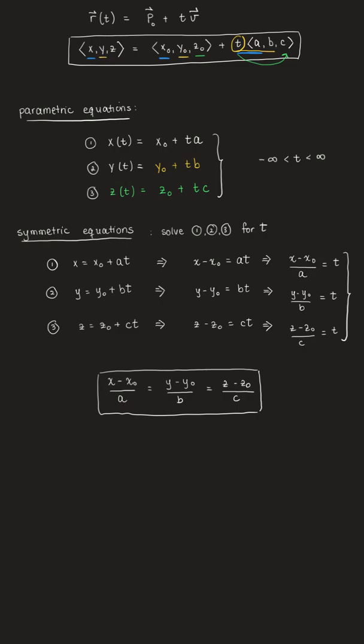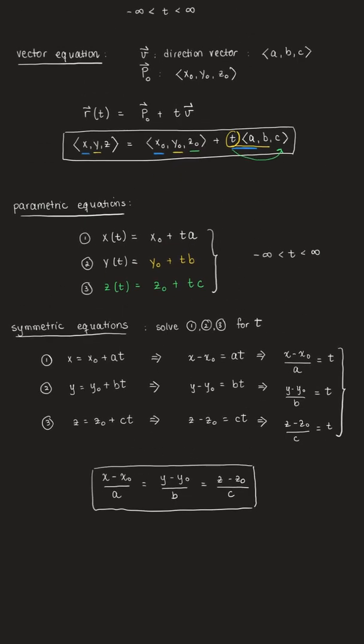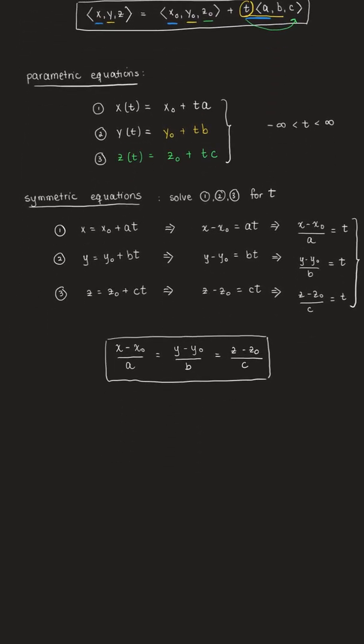I wanted to say one more thing, but I forgot. In fact, oh no, here's what I wanted to say. We always need a point on the line that gives us the position vector x0, y0, z0, and we always need our direction vector that tells us the direction that the line is headed in, and that's given with a, b, c. And the parameter t ranges from negative infinity to infinity.